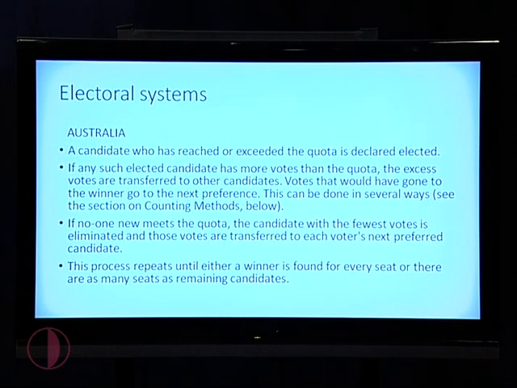Australia, let me give you an example. In Australia, a candidate who has reached or exceeded the quota is declared elected. If any such elected candidate has more votes than the quota, the excess votes are transferred to other candidates. Votes that would have gone to the winner go to the next preference. This can be done in several ways. See the section on counting methods below.